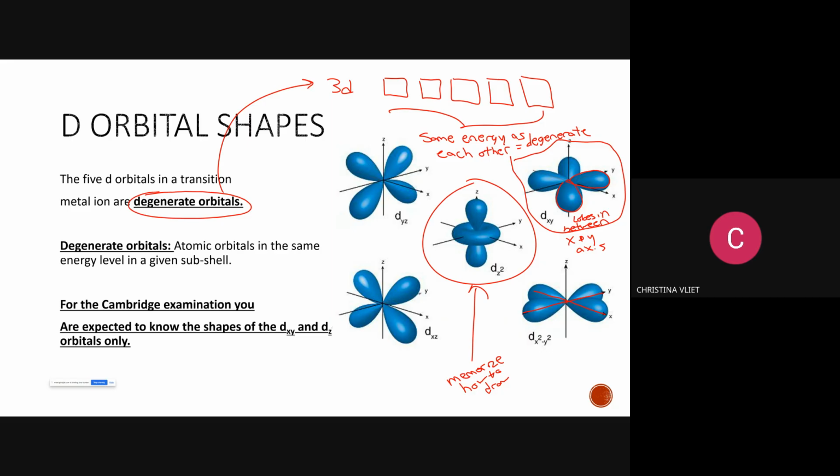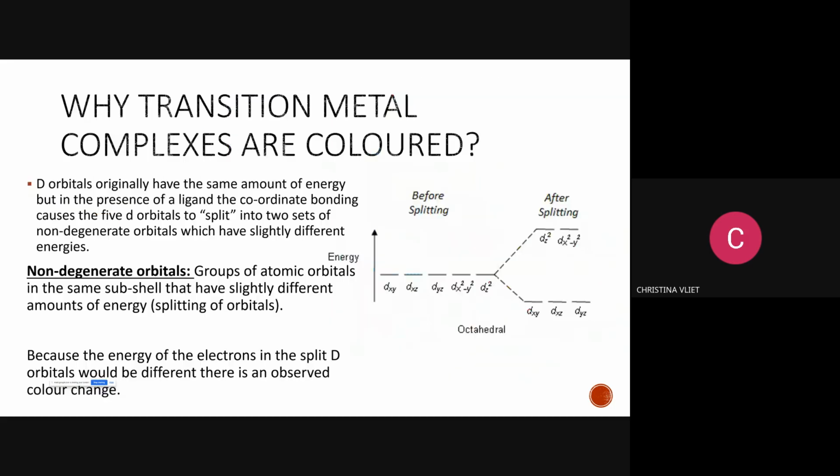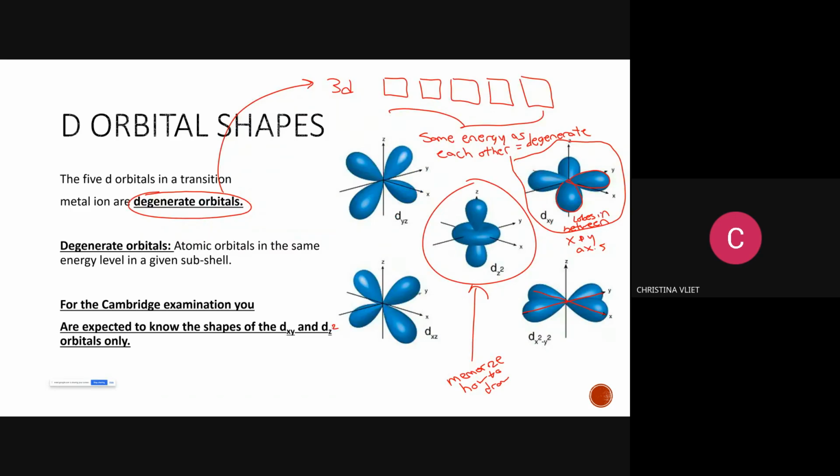This says in the Cambridge exam, you're expected to know the shapes of just these two. And this should say dz squared, the picture cut it off. It's dz squared. I don't know if we cut it off in your notes, but it's cut off here.